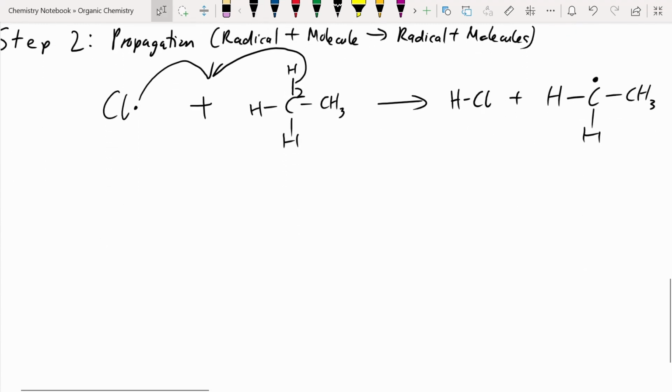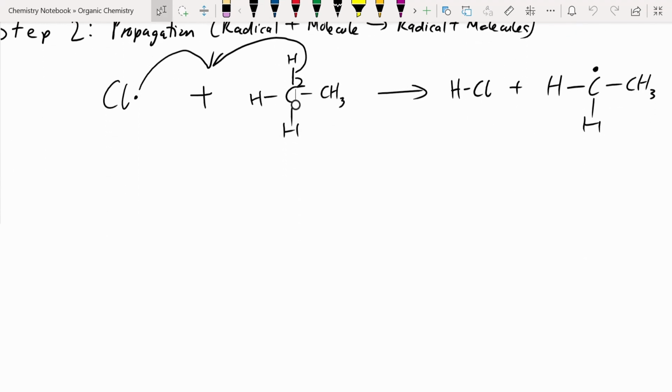Okay, so now the second part is that this radical right here will go over. I will use a green pen for rough working. It will go over here.